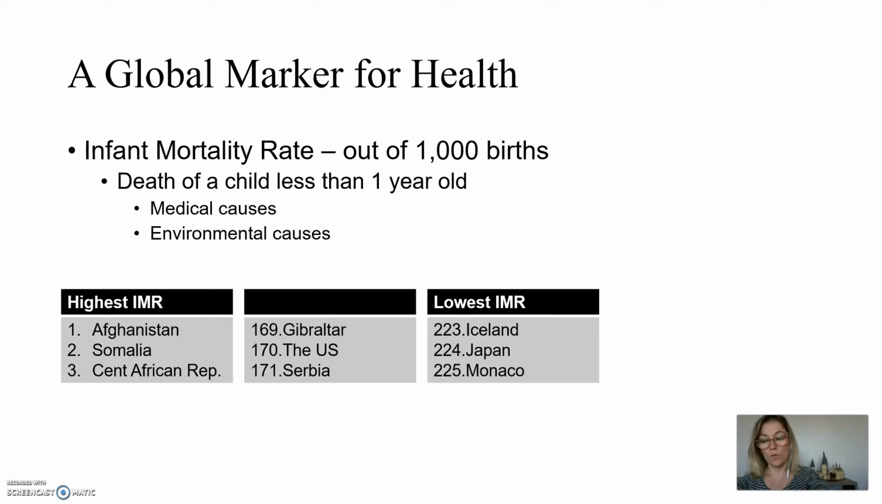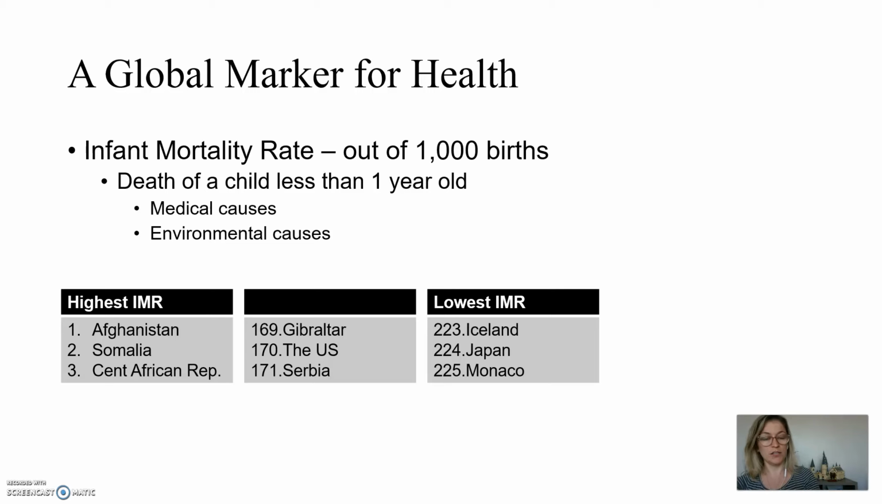And these are fairly updated statistics, I think, from the end of last year. The highest infant mortality rate we have is Afghanistan, second Somalia, and third the Central African Republic. And then our lowest infant mortality rates start in Iceland, then Japan, and finally last we have Monaco. The United States, 170 out of 225. Not looking too great, right? Not looking too great. We consider ourselves to be this amazing, great nation, and our infant mortality rate, one of our markers for global health, is bad.